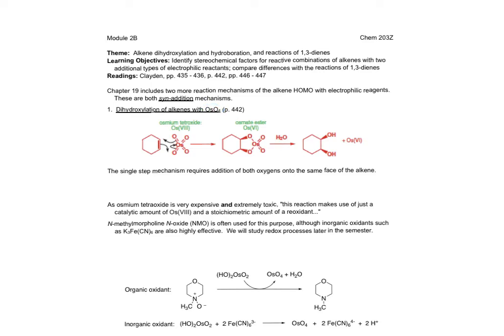This transformation in a single step adds 2 oxygens to the alkene. But unlike the dihalogenation of alkenes with diatomic halogens, since this reaction occurs in one step, both oxygens add to the same face of the pi bond of the alkene.